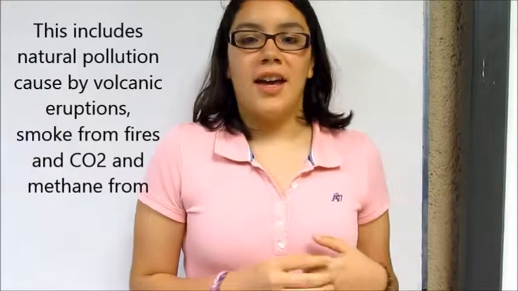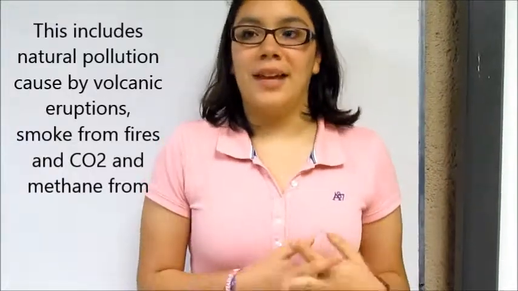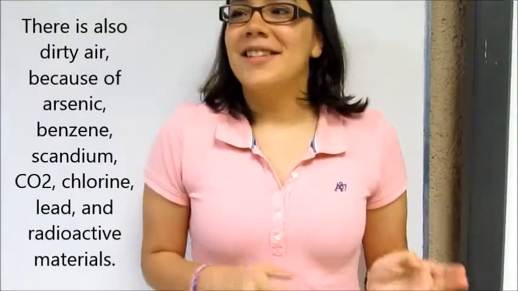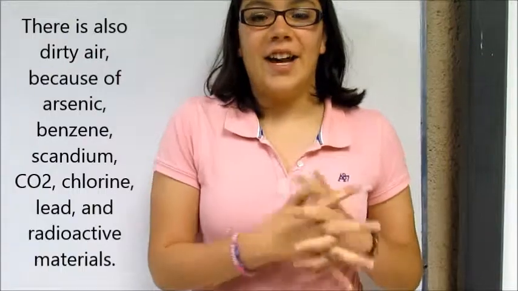There are over 8 million chemical pollutants in the temperate forest. This includes natural pollution caused by volcanic eruptions, smoke from fires, and CO2 and methane from lake beds. There is also dirty air because of arsenic, benzene, cadmium, CO2, chlorine, lead, and radioactive materials. There are also the acid pollutants that destroy the soil.